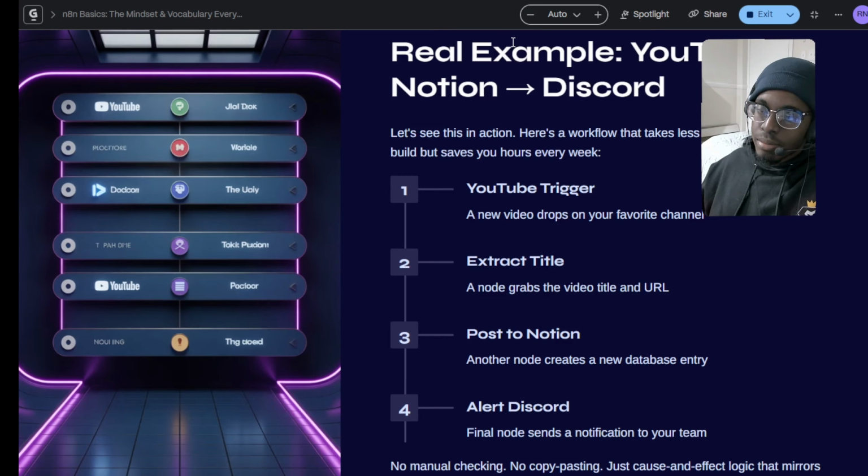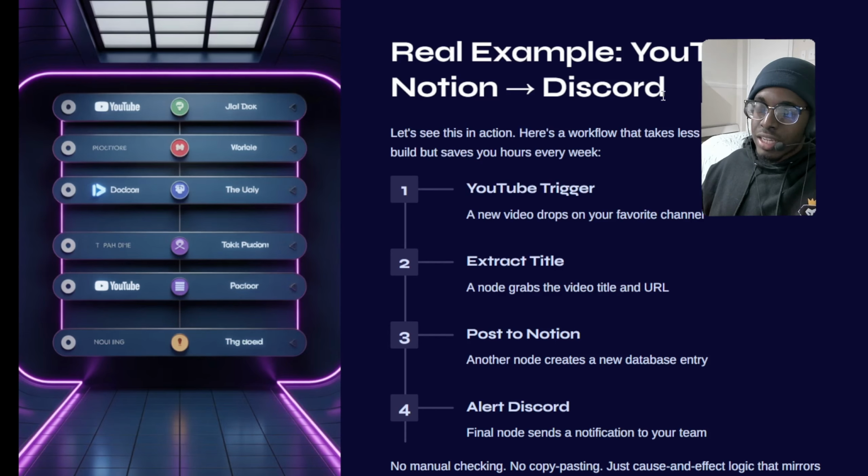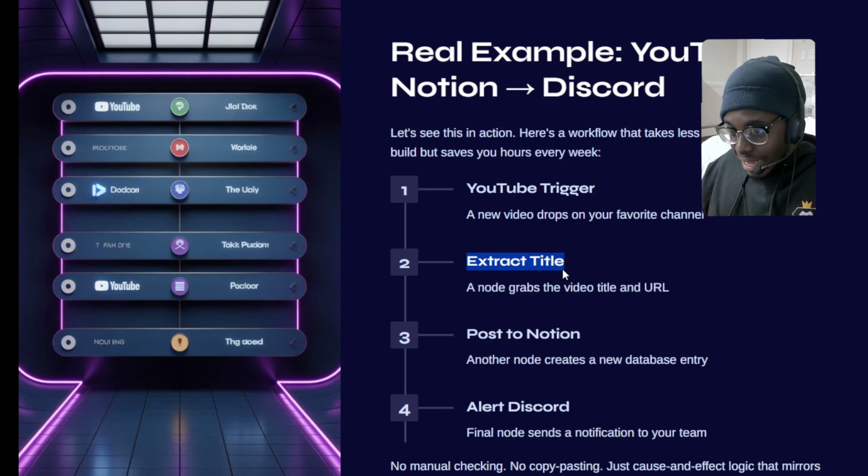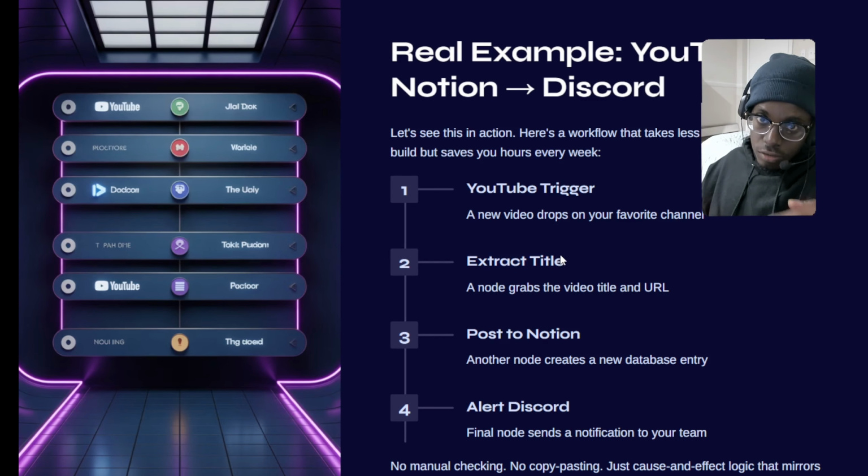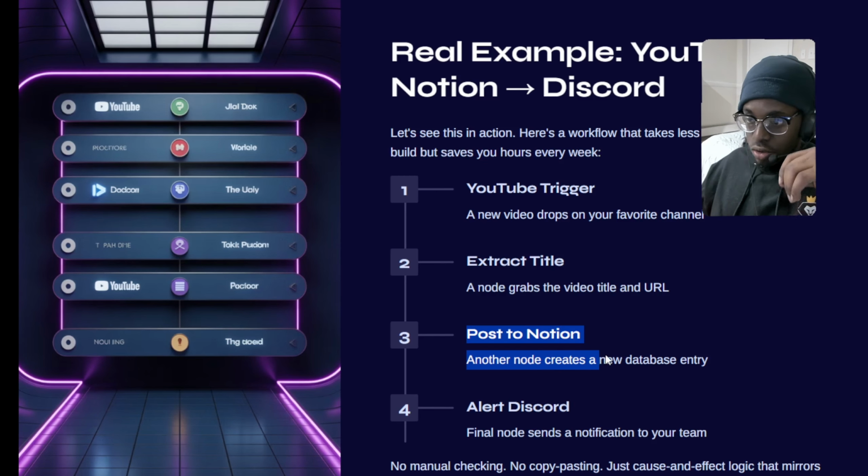Here's a real example using YouTube, Notion, and Discord. So first would be the YouTube trigger. I would probably get a new video that drops on my favorite channel, which is probably mine. And then you'll extract the title. I have a specific goal. A node will grab the video title and the URL, and I'll post this in Notion. Another node will be added, and it will create a database entry automatically.